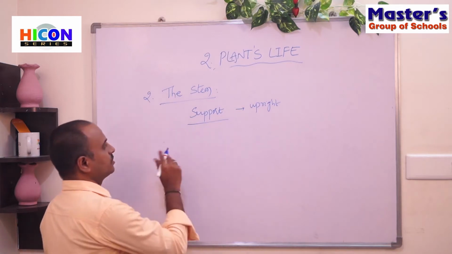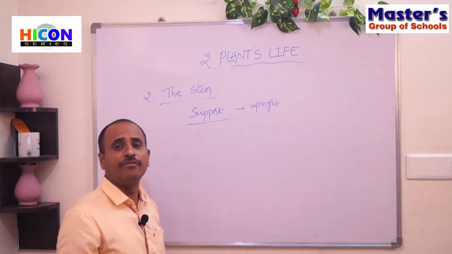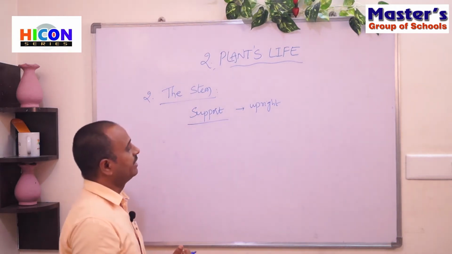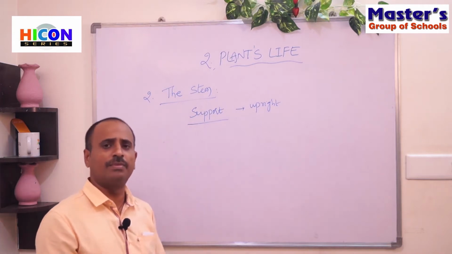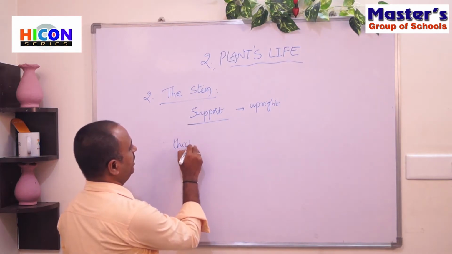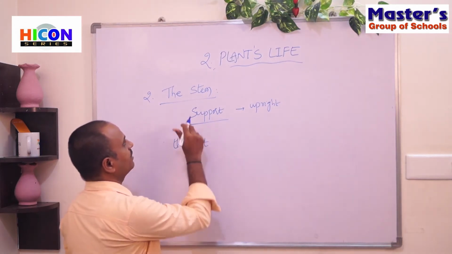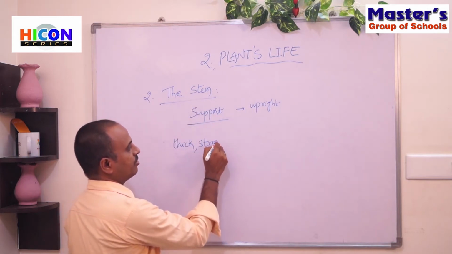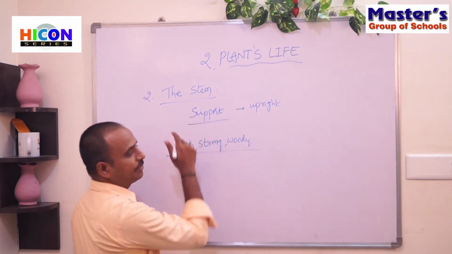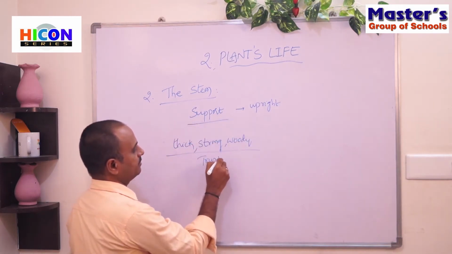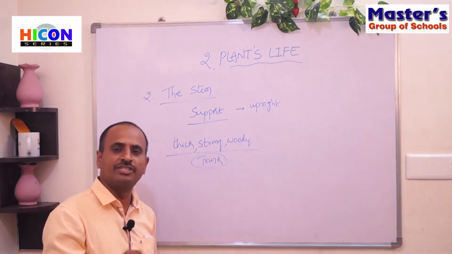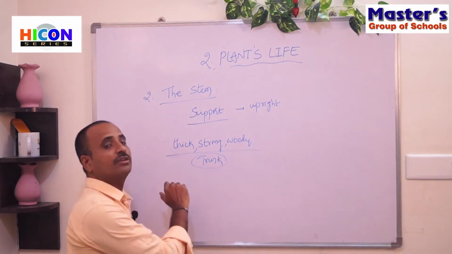For example, some plants are very big and very large, and they have a lot of branches, and their stem is very thick, strong and woody. That type of stem is called a trunk. So some plants have a very thick, strong and woody stem, and that type of stem is called a trunk.